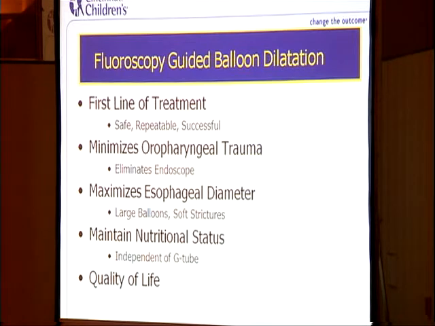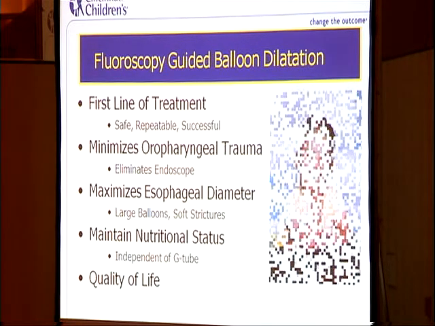So in our experience, and we feel very strongly about this, fluoroscopically guided balloon dilatation is really the preferred first line of treatment for esophageal strictures. It's safe, it's repeatable, it minimizes oropharyngeal trauma, eliminates the endoscope, and allows us to use larger balloons to manage soft strictures. In many patients it allows us to maintain a nutritional status independent of having a G-tube. But when necessary, we do recommend the G-tubes, and their quality of life is significantly improved.